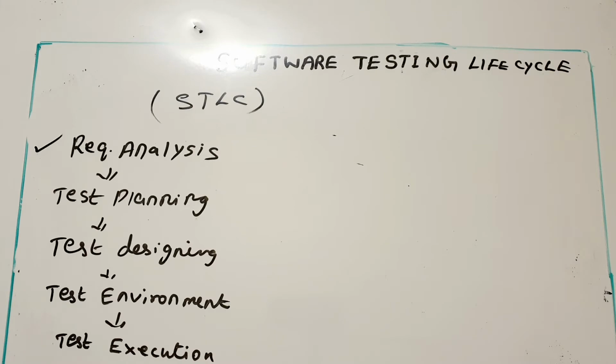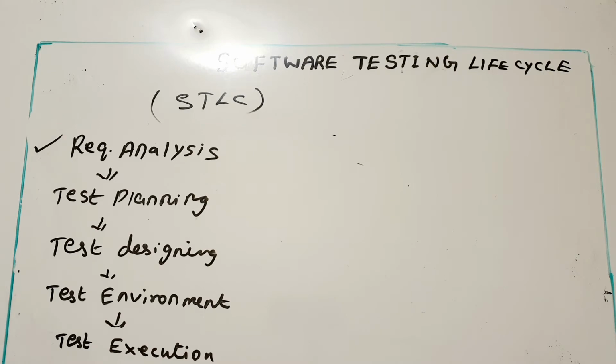In the requirement analysis phase, the QA team, that is the testing team, will interact with various stakeholders like the business analyst or the system architects or the technical persons like the developers to understand the requirements in detail. So you are analyzing the requirement. They will communicate with the business stakeholders, clients to understand the requirement in detail.